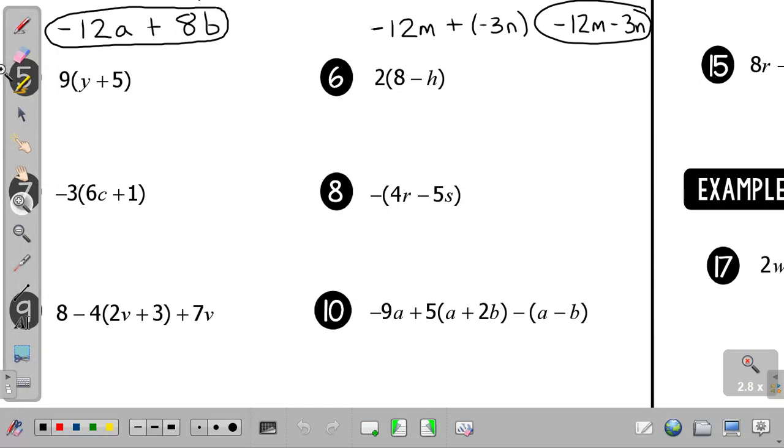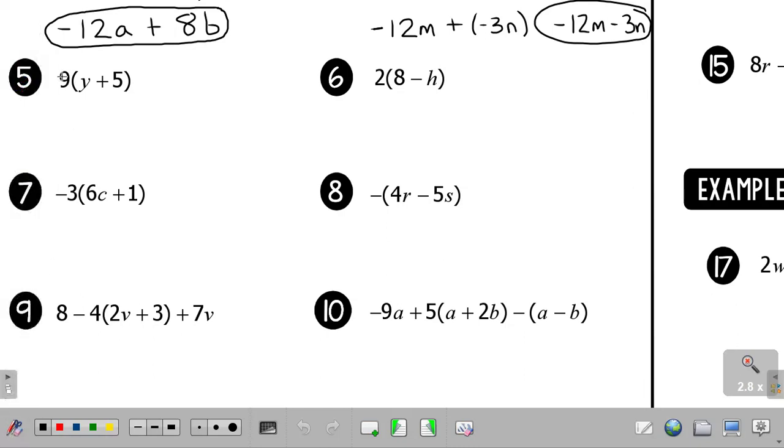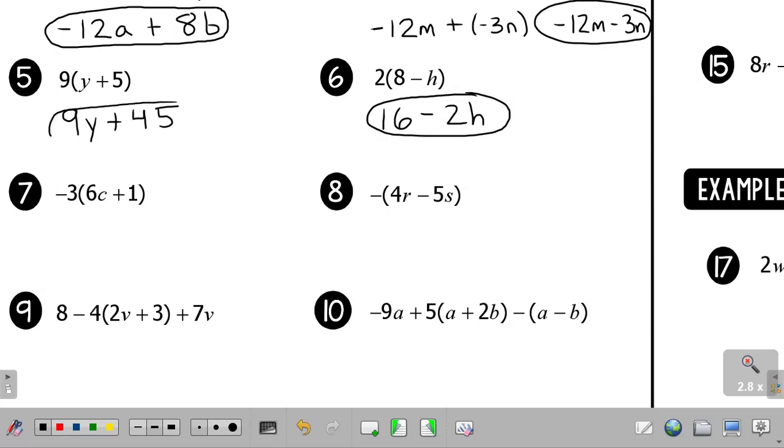So we're going to distribute the 9. So it's going to be 9y plus 9 times 5 is 45. And that's simplified. That's all there is to it. Okay. Number 6, same kind of thing. We're going to distribute a 2. So 2 times 8 gives us 16. Minus 2 times h is 2h. Okay. So once again, some easy ones there to simplify.